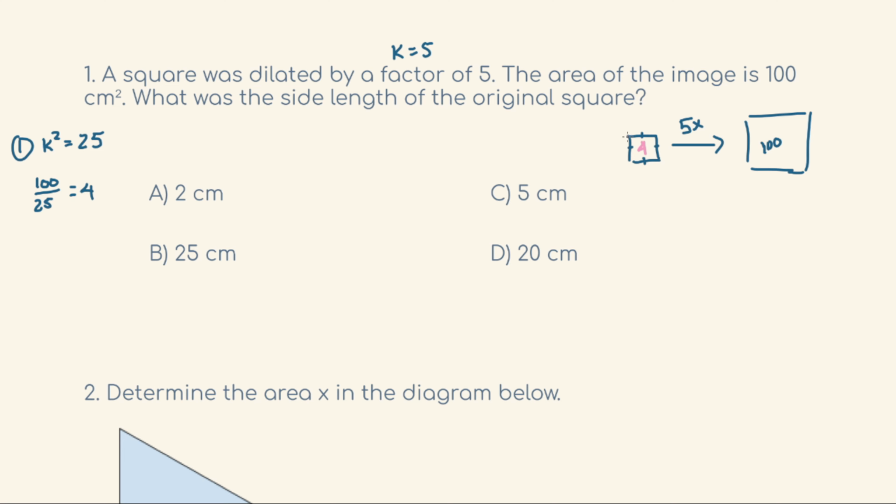So if you had to guess what these side lengths are, you can probably guess it's 2, right? Because 2 times 2 is 4. If you couldn't guess, you could just have done the square root of 4. That will give you your 2. Okay? So that's your answer.